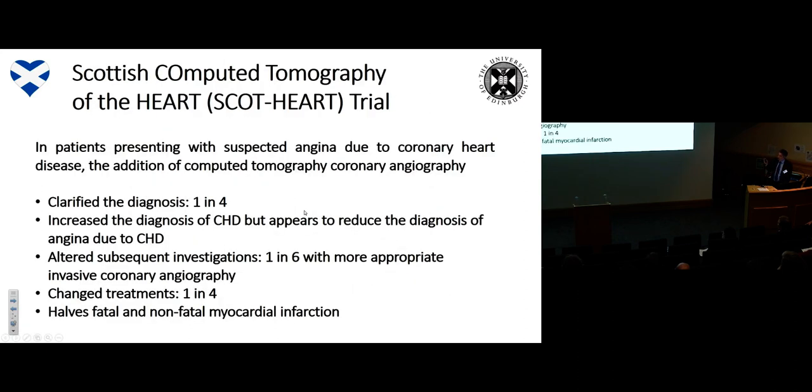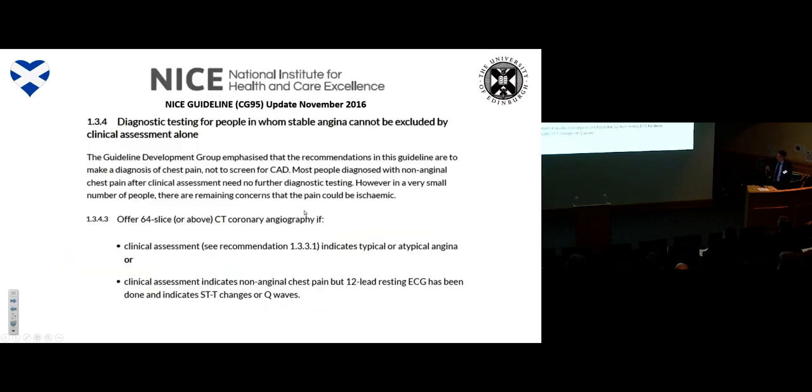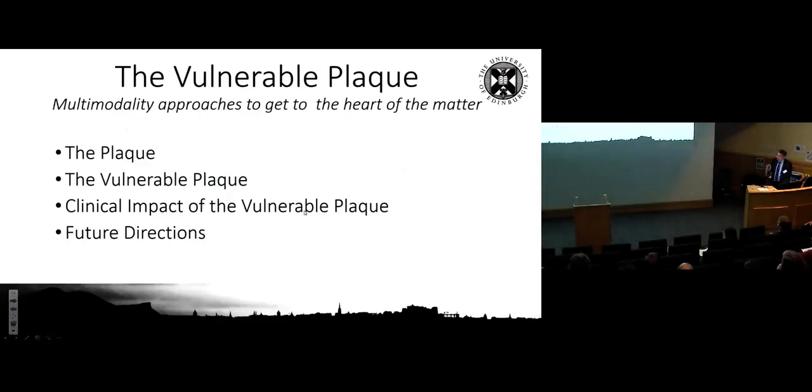And of course, overall, the trial was able to clarify the diagnosis in about a quarter. It increased the diagnosis of coronary disease, although perversely reduced the diagnosis of angina because it was better at selecting those people, changed management, and improved outcome. And that's why the NICE guidance changed at the end of last year, and it now recommends as a first-line test, if you go to your clinic and you're not sure which to do, rather than the six or seven different imaging modalities that you can use, you should go straight for CT coronary angiography if you're not sure about the diagnosis. So that's how we identify the plaque.